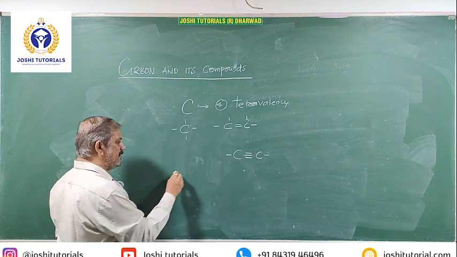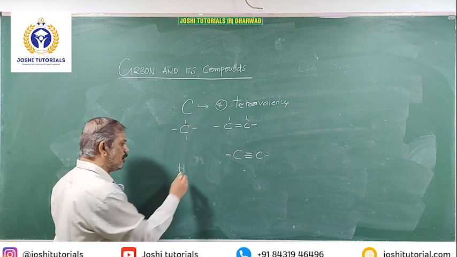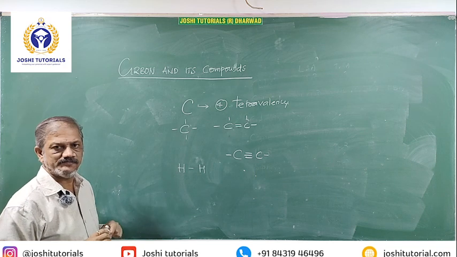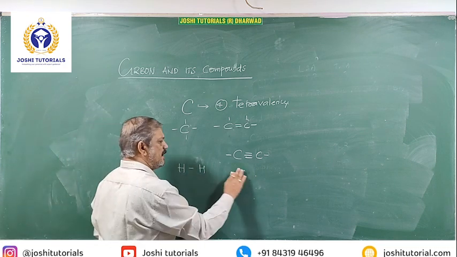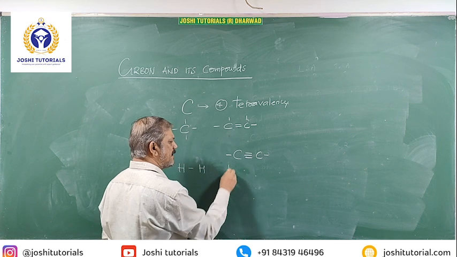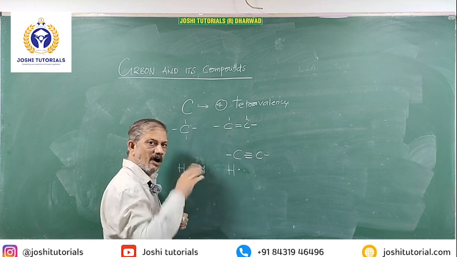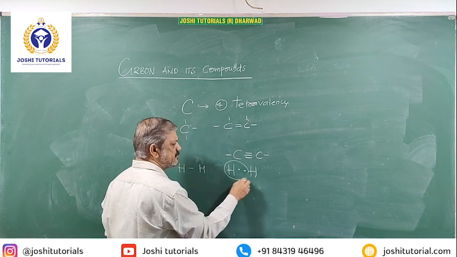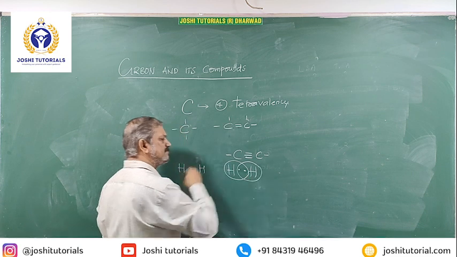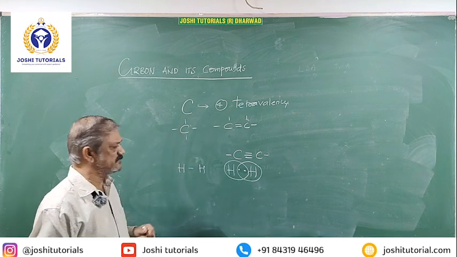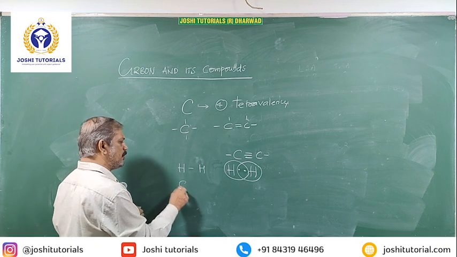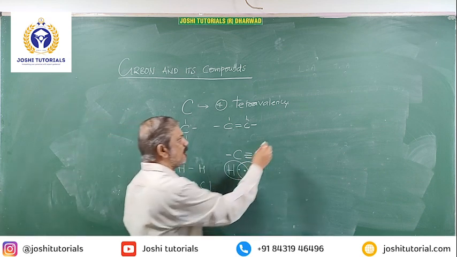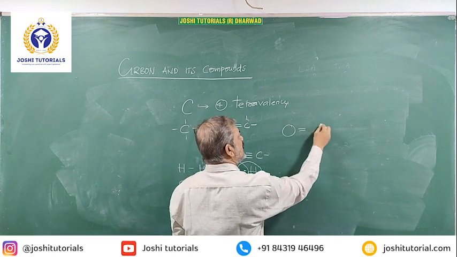One more thing to remember: hydrogen always forms a single covalent bond. Always. Because if you take hydrogen, the last electron outside is 1, and another hydrogen has 1. So in this way, it shares single covalent bonds. If you take chlorine, it is single covalent. If you take oxygen, it is double covalent.